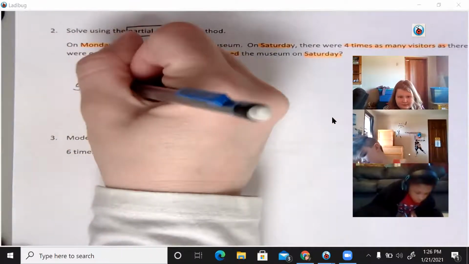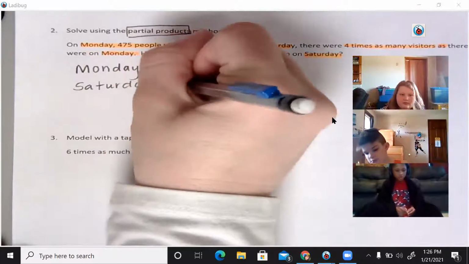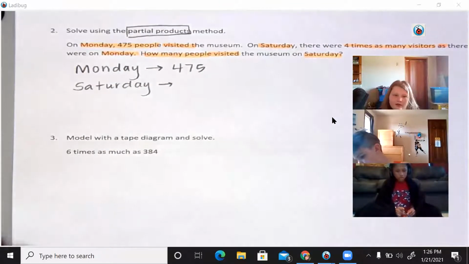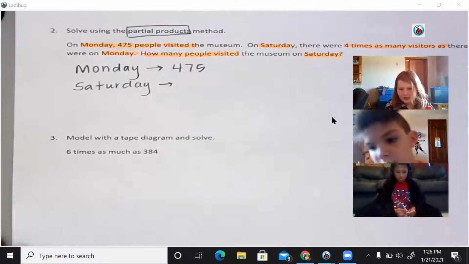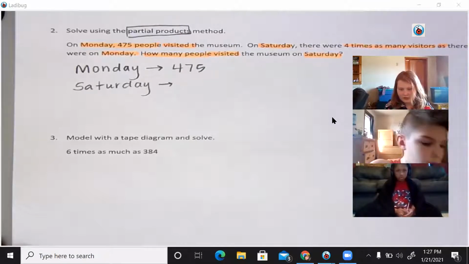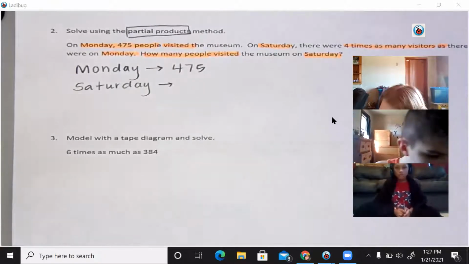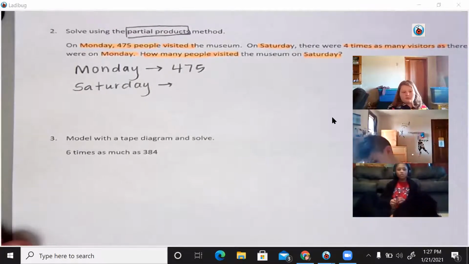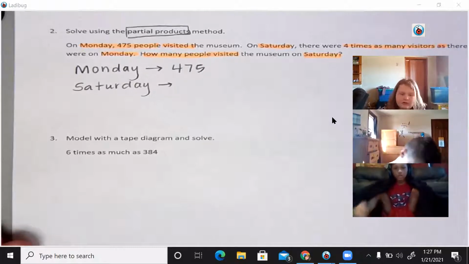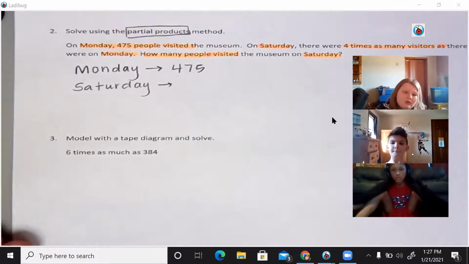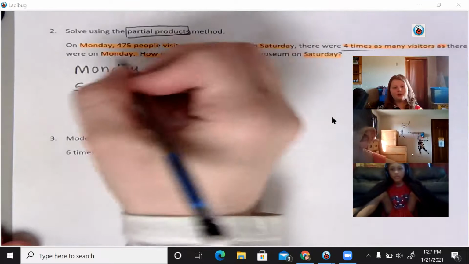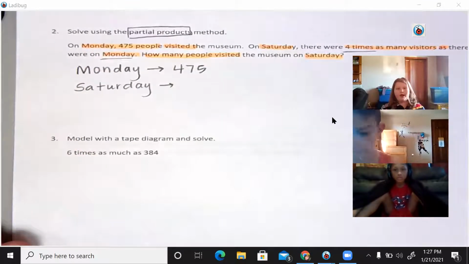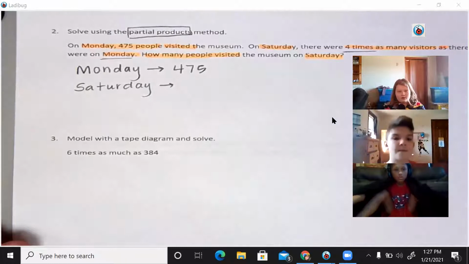Noah, what do we know about Saturday? Look at what we highlighted. We've read through this and we went back and highlighted it. So now Saturday, there were 4 times as many visitors as there were on Monday.